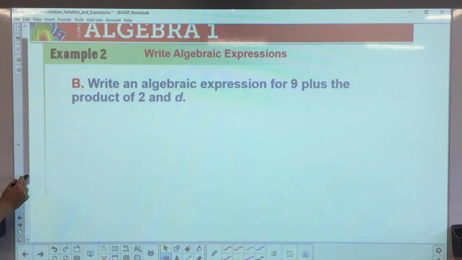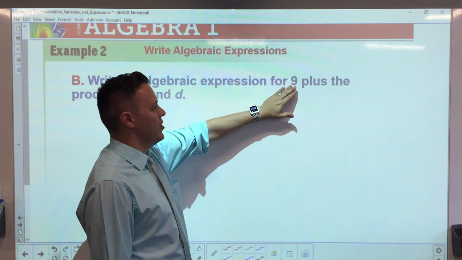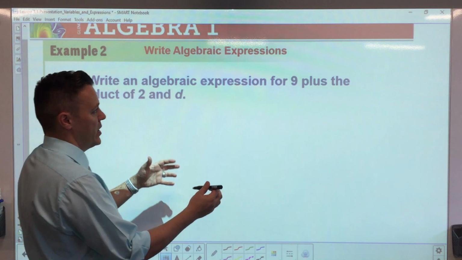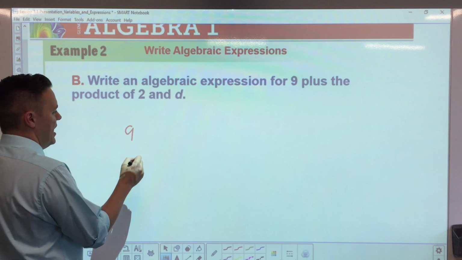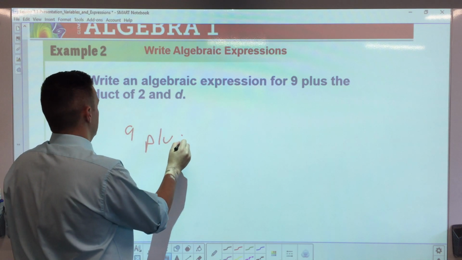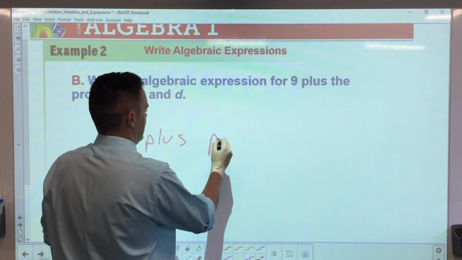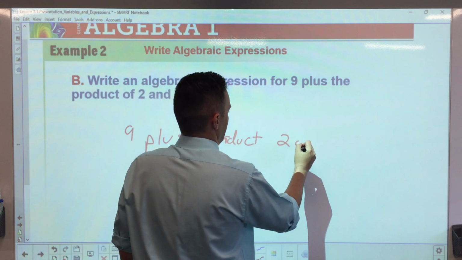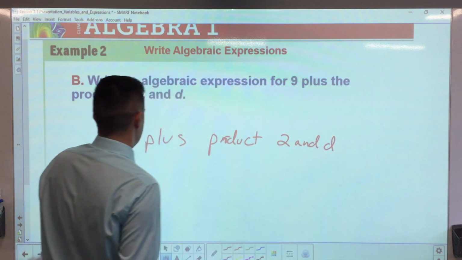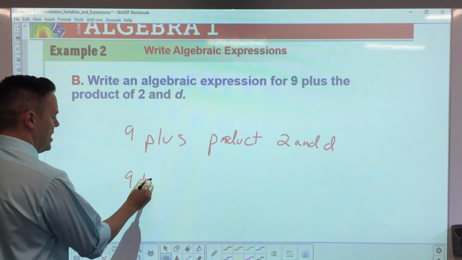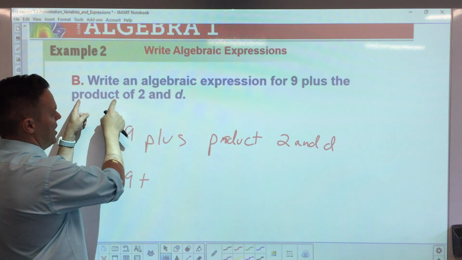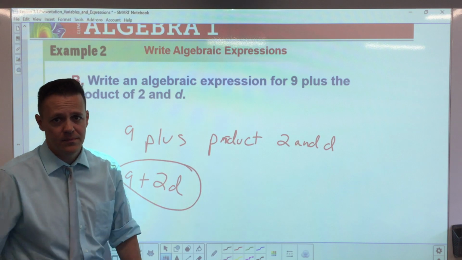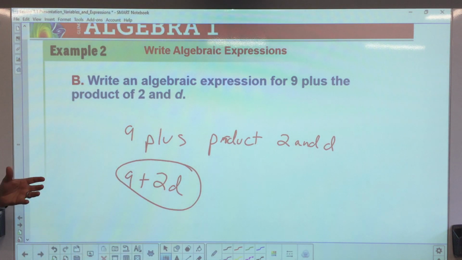Yep, okay. All right, write an algebraic expression for 9 plus the product of 2 and d. So you break this one out again. You have 9 plus the product of 2 and d. So it's just like it is, 9 plus the product. So you're multiplying these two together. That's it, okay? Simple stuff, you guys.